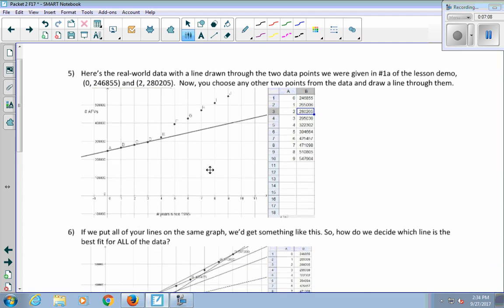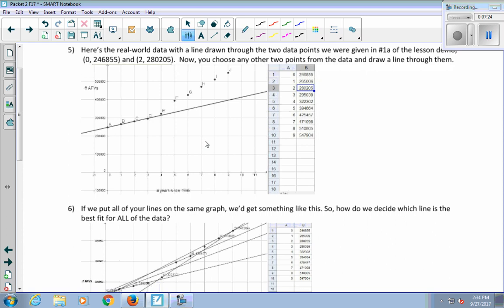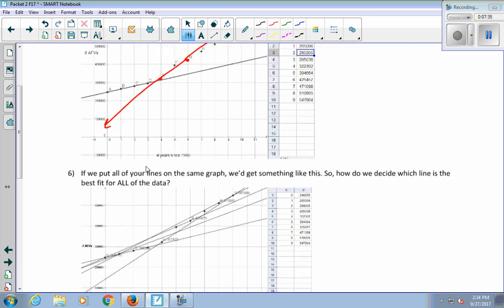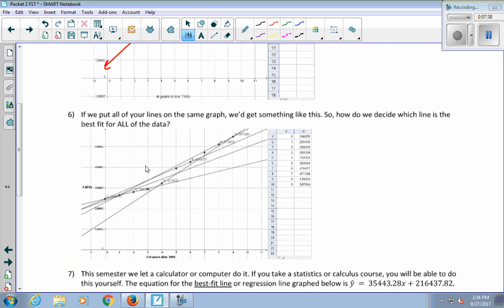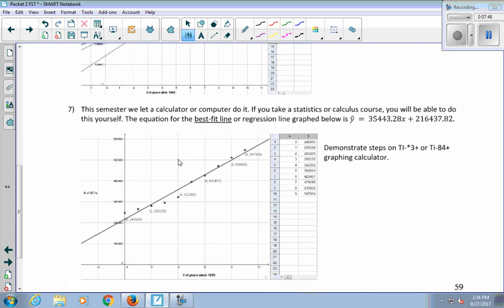So here's the real world data with a line drawn through the 2 data points that we were given in 1A of the demo. So here's 0, 246,855 and 2, 280,205. So now you choose any other 2 points from the data and draw a line through them. So like if I pick this point E and this point G and draw a line through them, it's a very different line than the line through the first 2 data points. If everyone in the class put all of our lines on the same graph, you'd have 28 different lines, right? So how do we decide which line is the best fit for all the data?